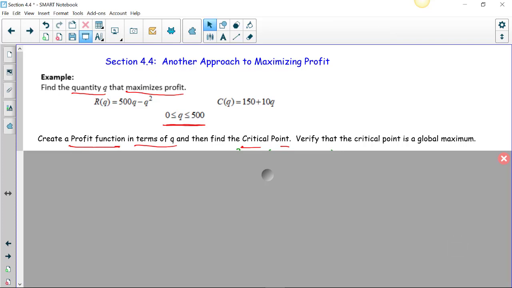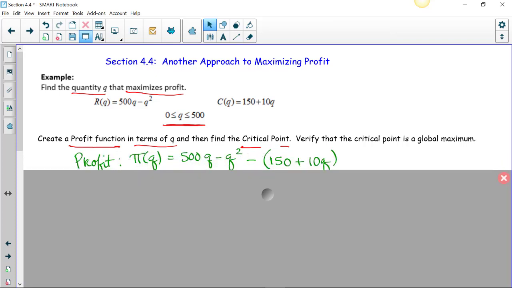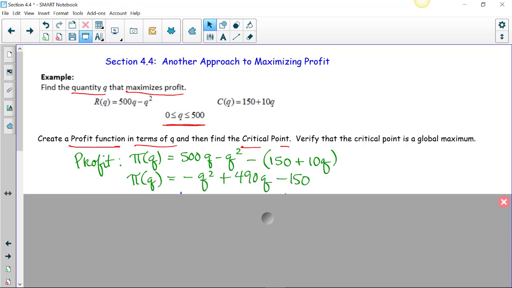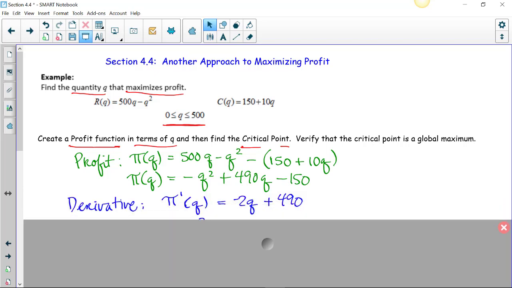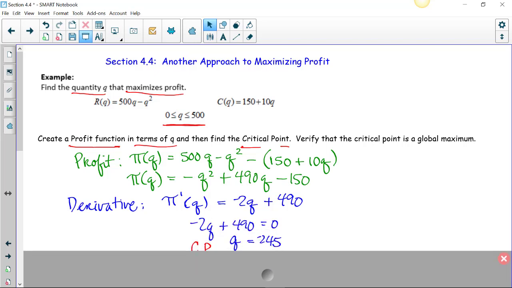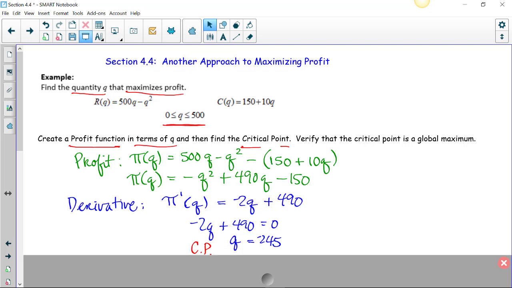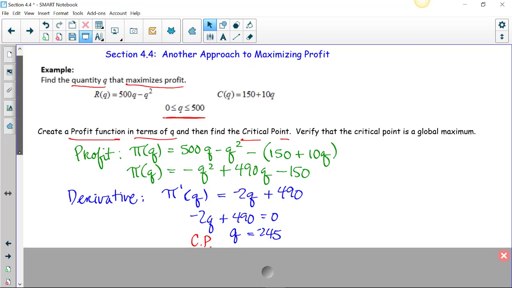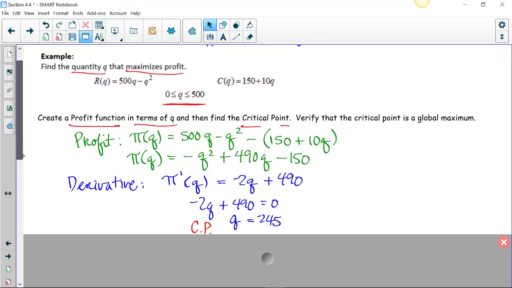Okay, let's see how you did. So you're going to create the profit function, revenue minus cost, distribute and simplify, so we have our profit function. And then we're trying to find the maximum value, so we need the critical point, which means we need the derivative. Set the derivative equal to 0, and we come up with our critical point: Q is 245.